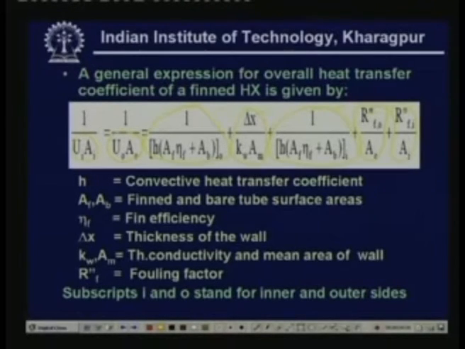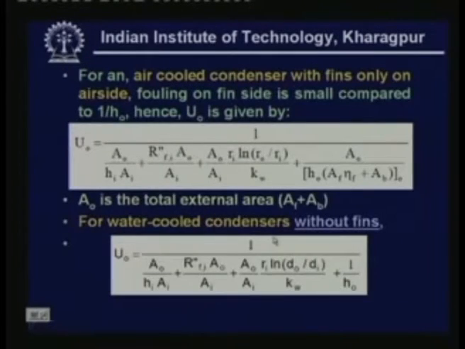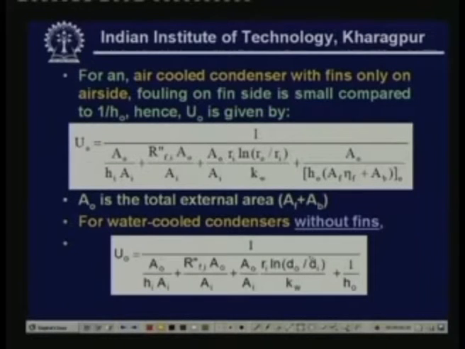Now let us look at some special cases where some simplification is possible. For example, for an air cooled condenser with fins only on the air side, that means we do not have any fins on the internal side. For this kind of condenser, you find that the fouling on the fin side is small compared to the convective heat transfer resistance on the fin side. So we can neglect the resistance due to fouling on the fin side. If you neglect it, the expression for overall heat transfer coefficient is given by this equation, obtained by simplifying the equation shown in the previous slide.